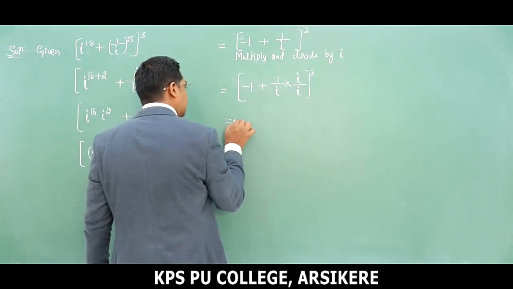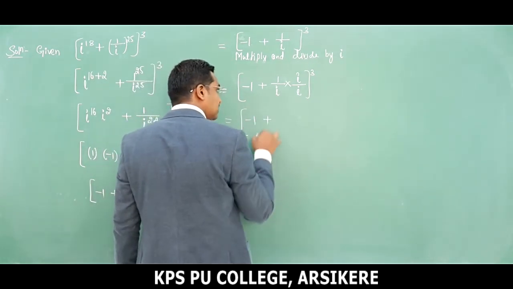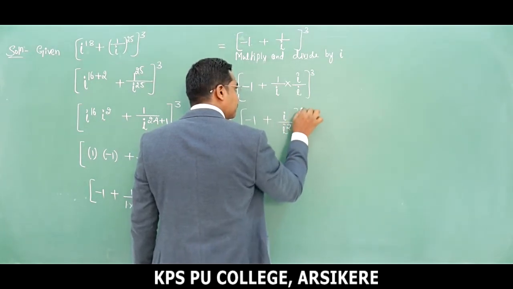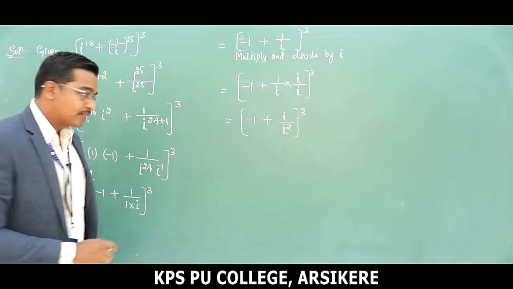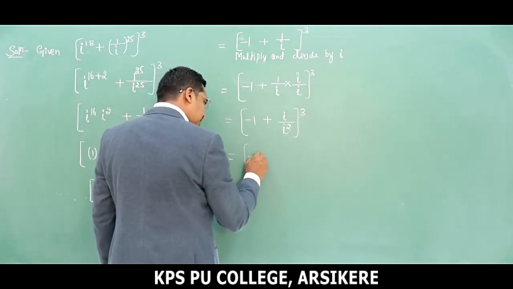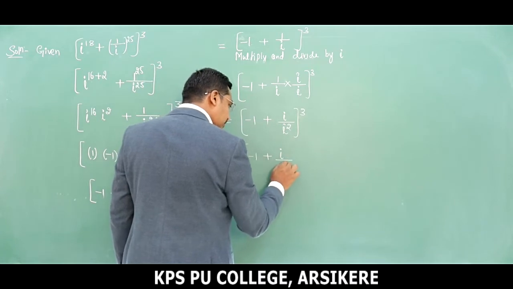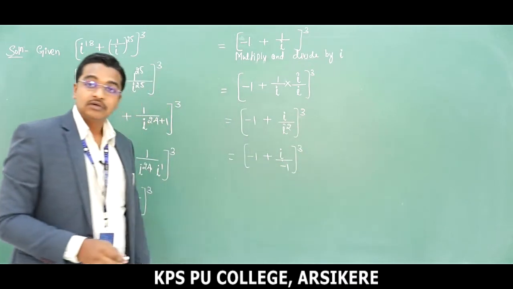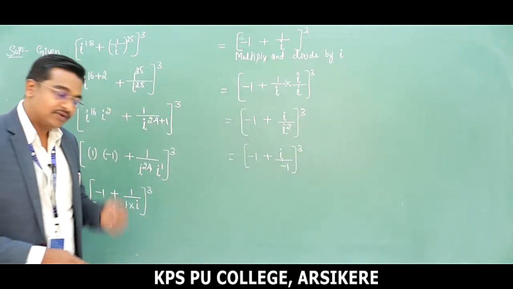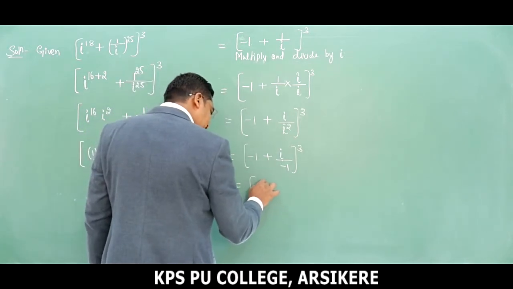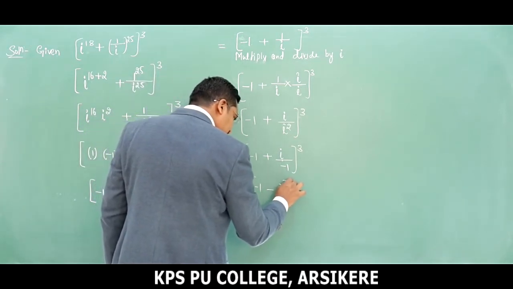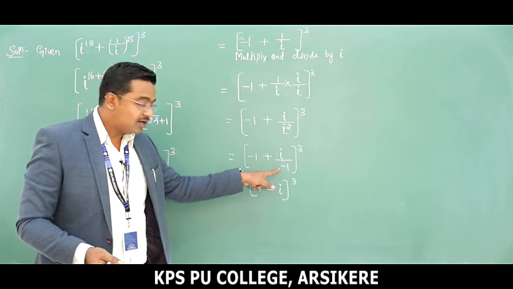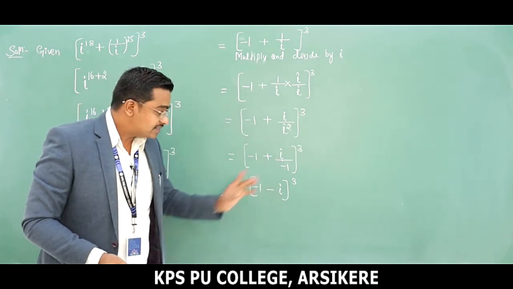Next step is simplification. Minus 1 plus 1 into i is i, divided by i into i is i square, whole power 3. Clear? This implies minus 1 plus i divided by i square, which is nothing but minus 1. That becomes minus 1, i divided by minus 1. Next simplification: this can be written as minus 1 plus minus i, multiplying and dividing by minus. Minus into minus becomes plus, plus into minus becomes minus. So here minus 1 is there, and this can be written as minus i.